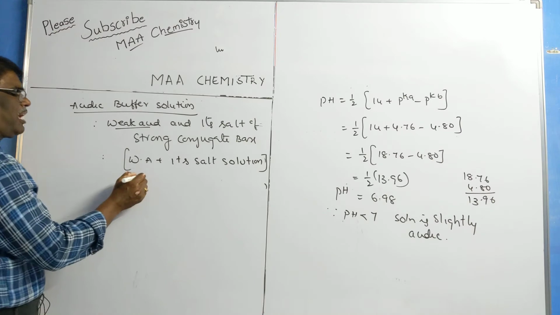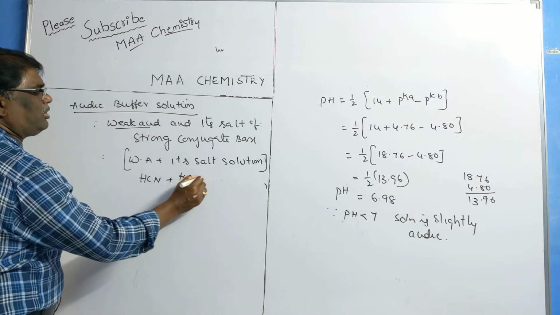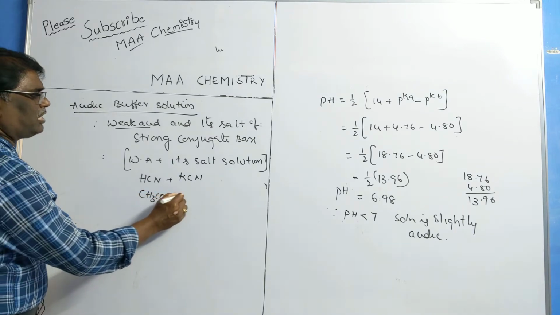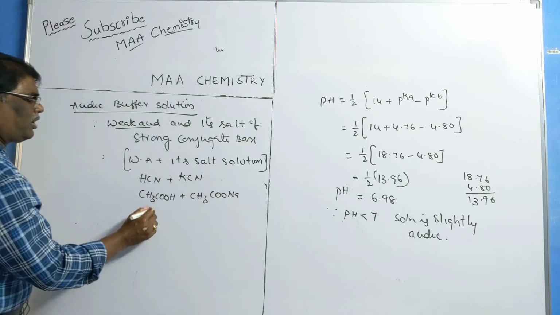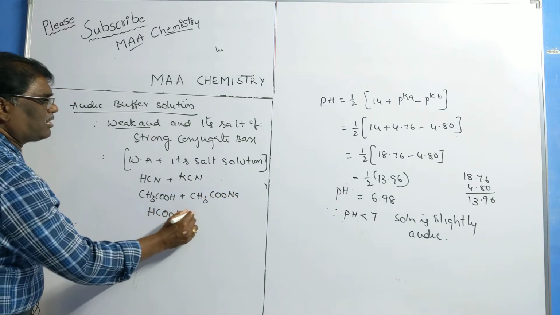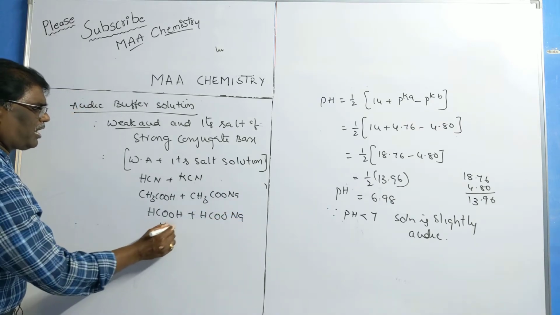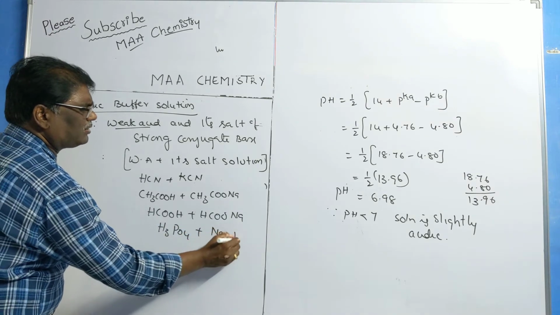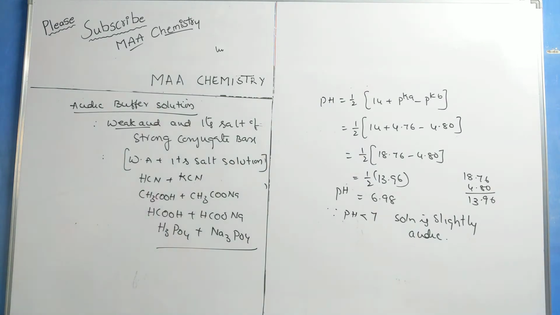Tell me what are the weak acids? Hydrogen cyanide and its salt solution. Next one, acetic acid and its salt solution. Similarly, formic acid and its salt solution, sodium formate. Thus, we have a weak acid and its salt solution.